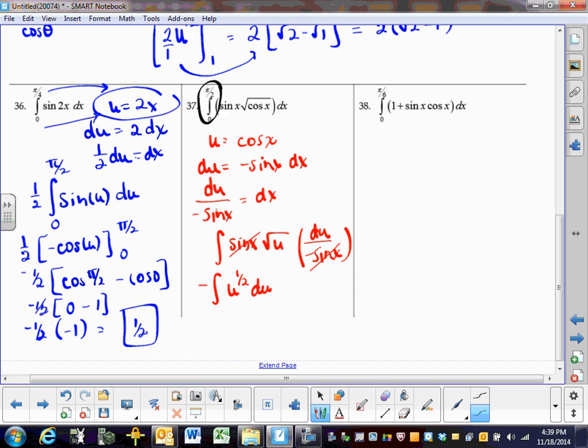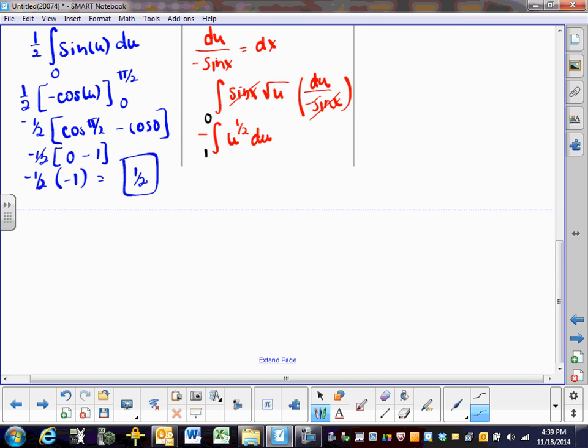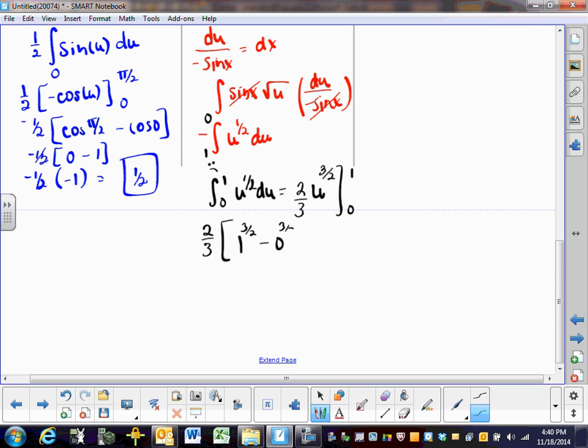So if I have 0 to pi over 2, plugging into cosine, cosine 0 is 1, cosine pi over 2 is 0. Notice that those are backwards. So I have to change them by flipping this over and switching the sign. So now it's positive. That makes us u to the 3/2 divided by 3/2, which is the same as multiplying by 2/3, from 0 to 1. Remember that we always hold that constant and deal with it later. So I can usually do 1 to the 3/2 for top minus 0 to the 3/2 bottom, just holding the 2/3. So I have 2/3 times 1, which is 2/3.